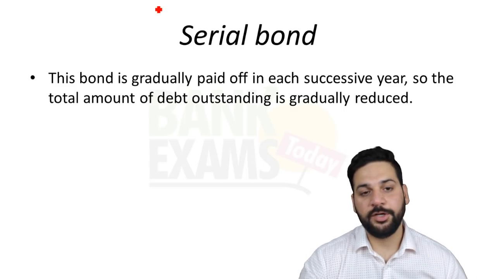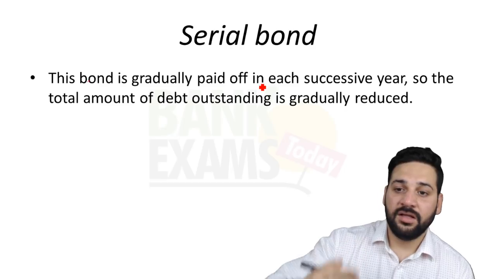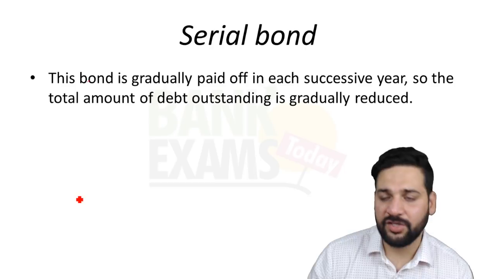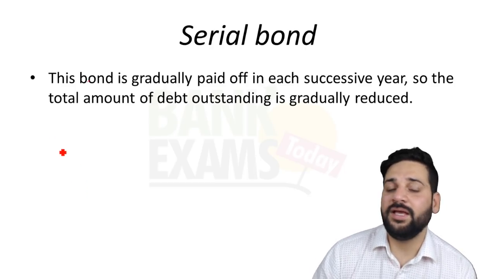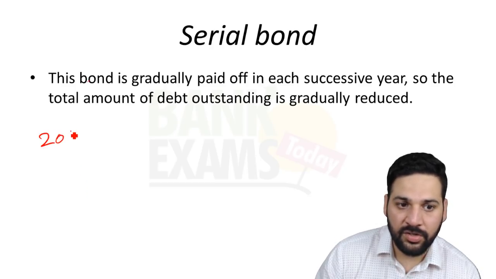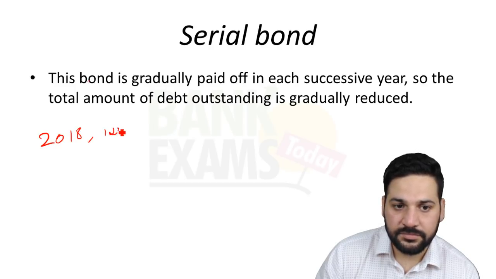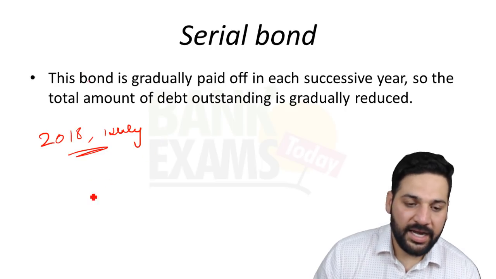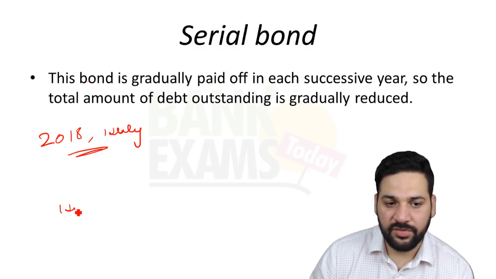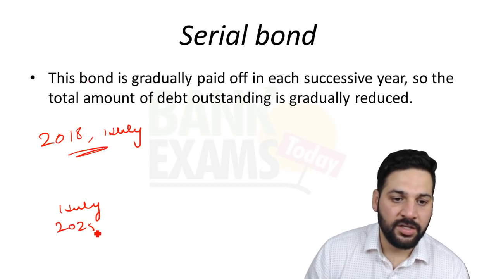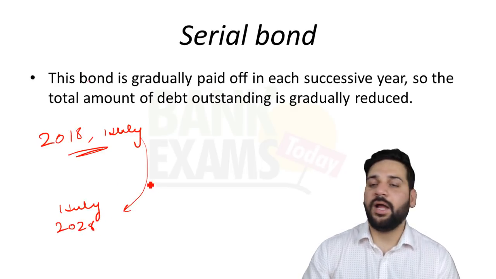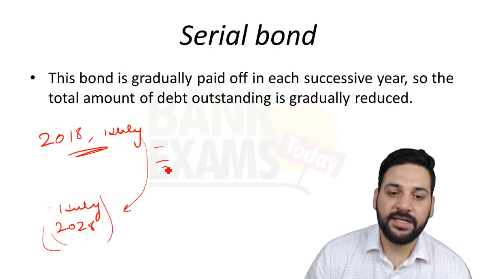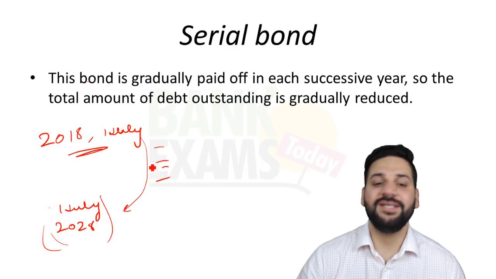What are serial bonds? This bond is gradually paid off in successive years, so it is a kind of EMI. For example, there is a 10-year bond. The company issued the bonds on 1st of July 2018, and its maturity is on 1st of July 2028. Instead of paying the whole money with interest on 1st of July 2028, the company is paying it in installments. So these are serial bonds.